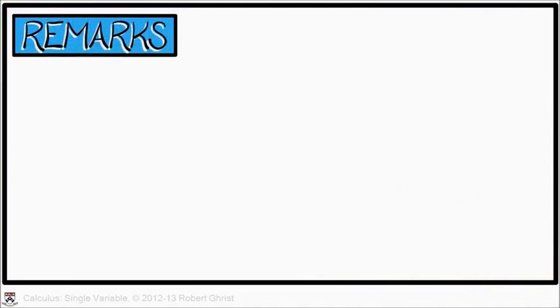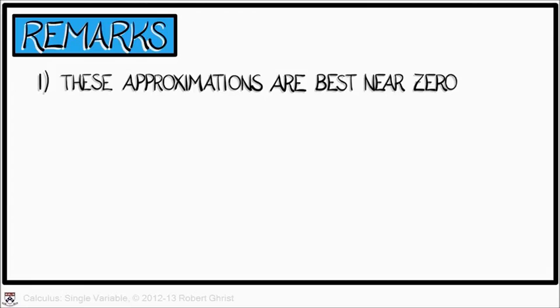At this point, a few remarks are in order. First of all, these finite polynomial approximations work best near 0. If you want to approximate e to the x when x is very, very large, then you're going to need quite a few terms in order to get a good approximation. Now that's okay. E to the x really is this infinite series, but it's precisely because you include all of the terms.